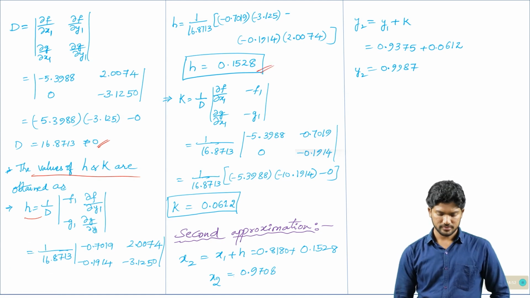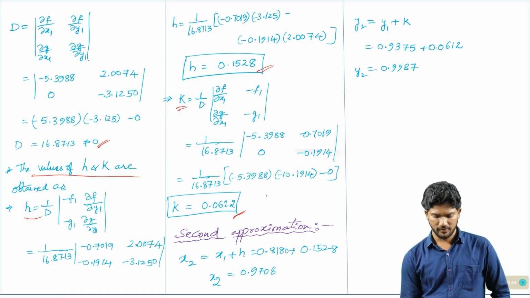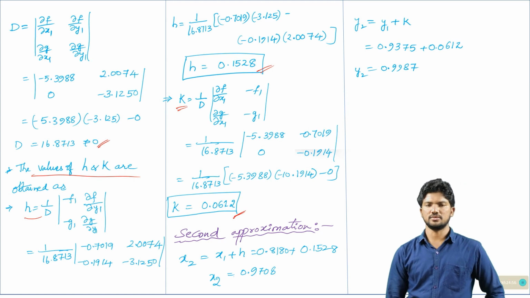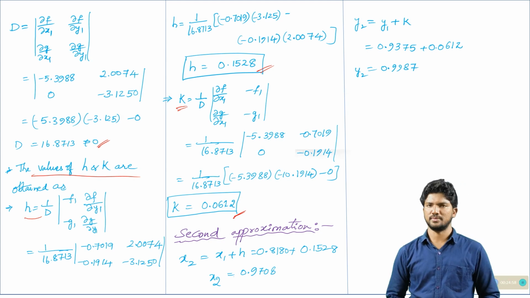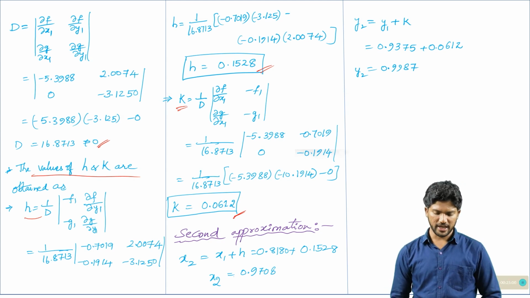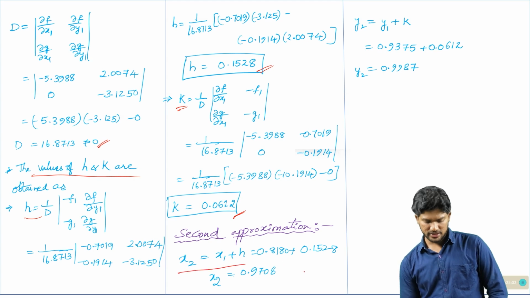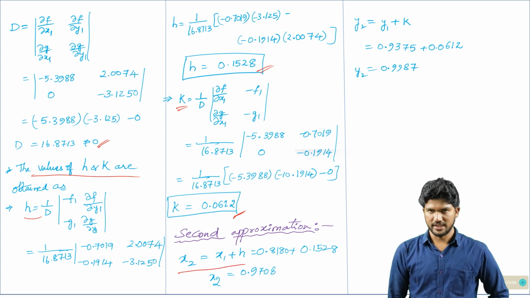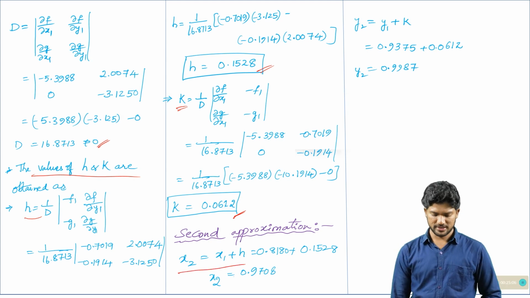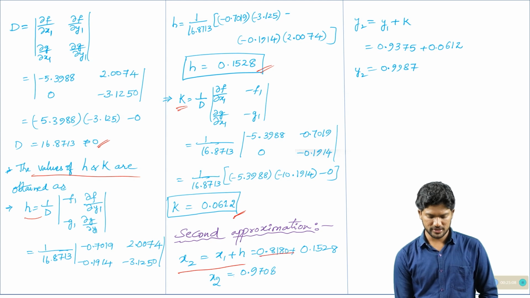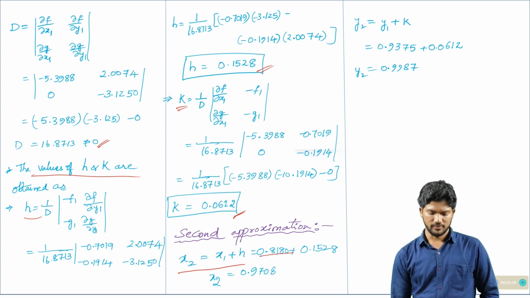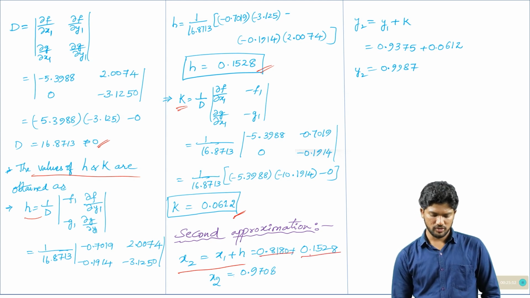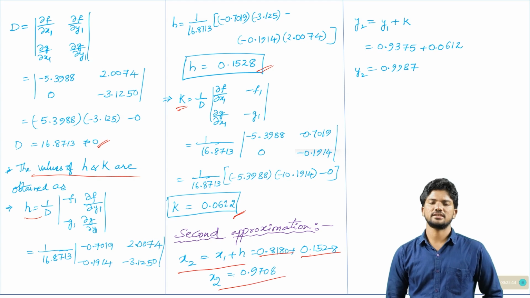0.1528, and k, what is the k value? 0.0612. That gives the total first approximation. Okay, now second approximation: x2 is equal to x1 plus h. So substitute the x1 value and h value, 0.1528, and x2 is equal to 0.9708.